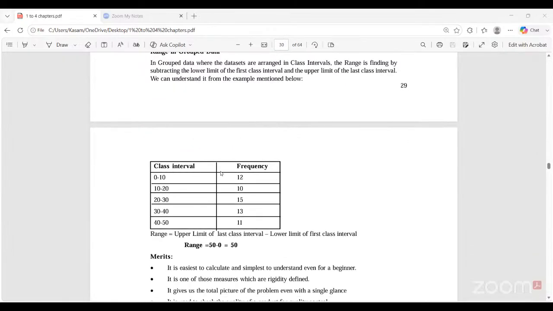Let's look at range in grouped data. Look here: 10, 12, 10, 20, 20. What is the upper class interval here? Upper class interval is 50, lower class interval is 0. Okay. So the range is 50 minus 0, equal to 50. Don't take the frequency, take the class interval. When boxes are given like this, for the highest value take 50, for the lowest value take 0. Clear? Yes, sir.